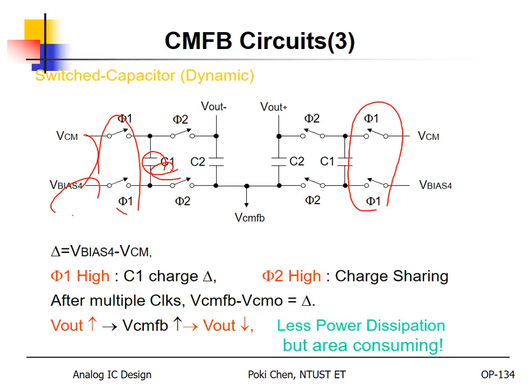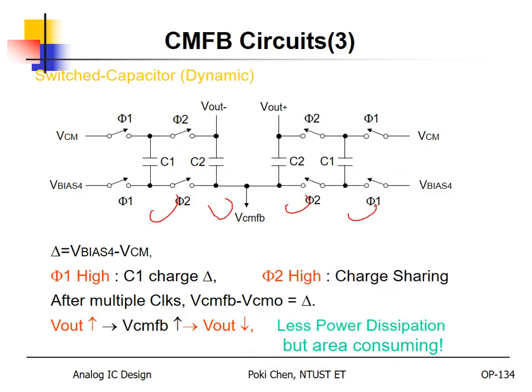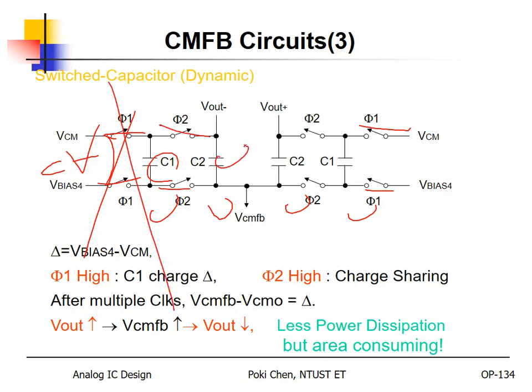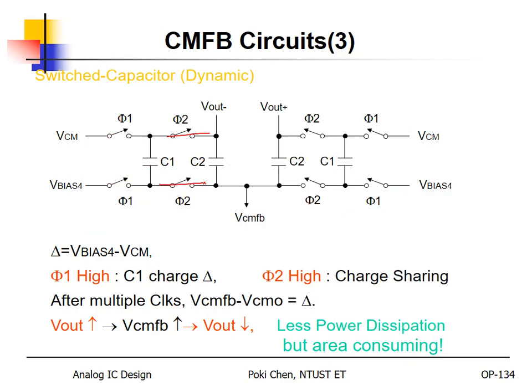From the beginning, no charges inside, so all the capacitors have zero voltages. But when Phi 1 is closed, C1 is charged to VCM minus V bias 4, delta V, the voltage difference you would like to have. And then for the second phase, we open it, then close Phi 2. But Phi 2 is 0, right? So what is the consequence? If C1 and C2 are the same, then for the first cycle, C2 will become delta V by 2, right?